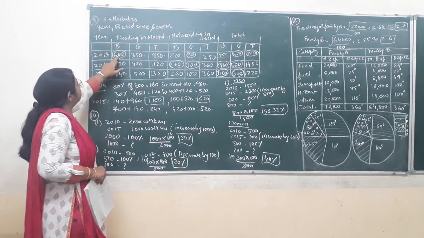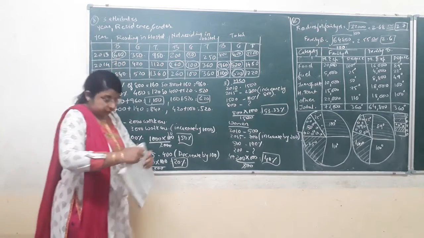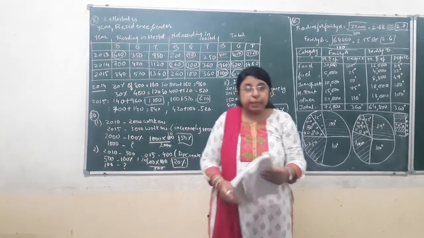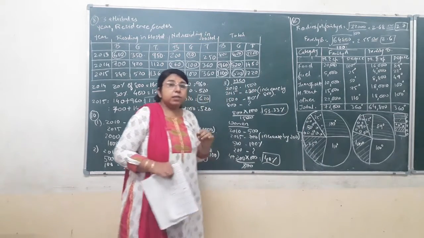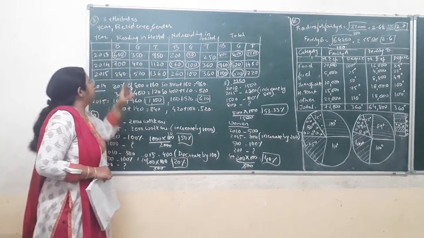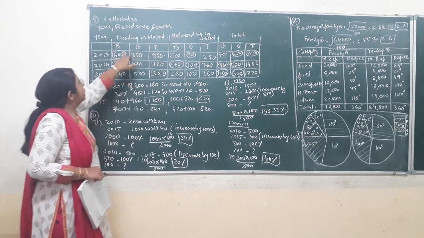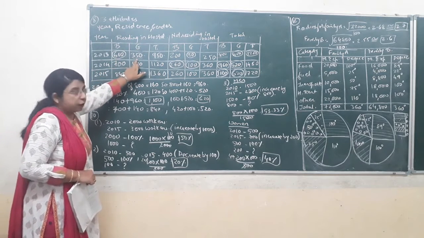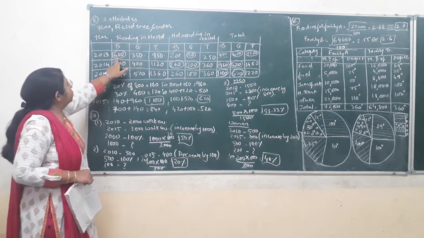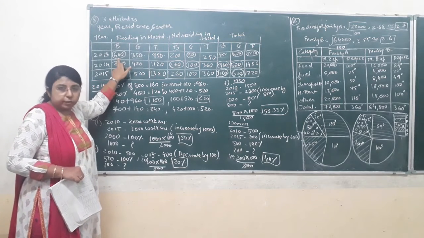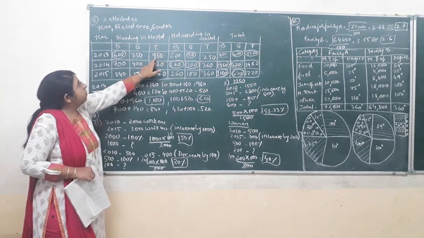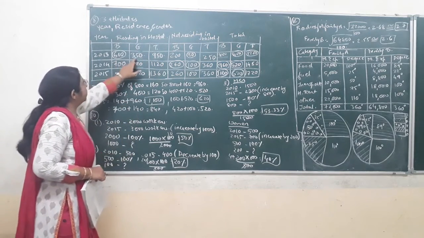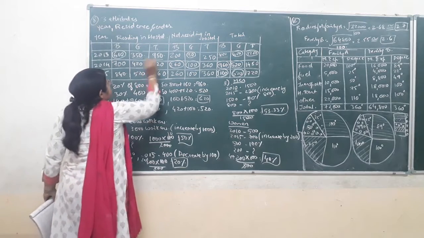Now this value is already given to you, that is 600. In all, 600 boys were residing in hostel. You can see in the column of residing in hostel, in the column of boys, year 2013, I have written 600. This value we have found out, that is 350 just now, and this value is already given in the question, that is 600. So easily you can find the total number of students residing in hostel, that is 600 plus 350, you will get 950.